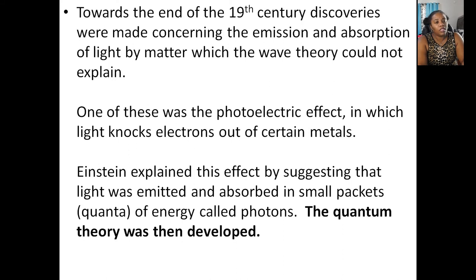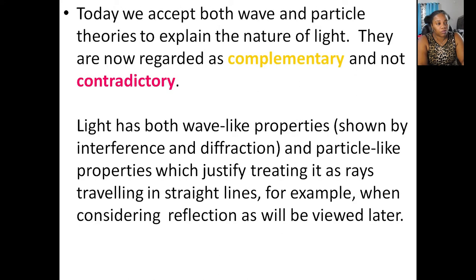Towards the end of the 19th century, discoveries were made concerning the emission and absorption of light by matter, which the wave theory could not explain. One of these was the photoelectric effect, in which light knocks electrons out of certain metals. Einstein explained this effect by suggesting that light was emitted and absorbed in small packets, quanta, of energy called photons. The quantum theory was then developed.